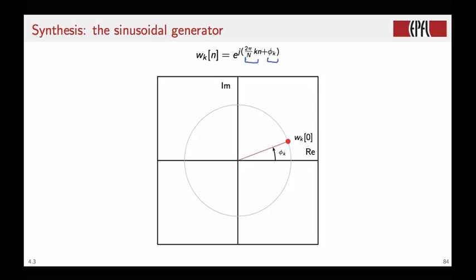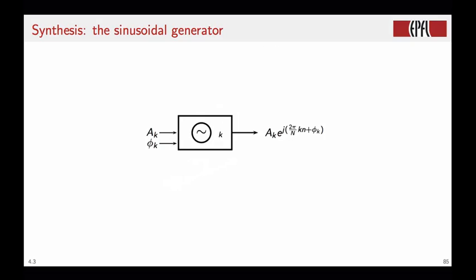The way this generator works is by successively generating points on the unit circle starting at the phase phi k and proceeding in increments of 2 pi over big N. We can draw this concisely with this notation where here inside you have the index of the Fourier frequency that the generator will produce, and the input parameters for the generators are, of course, the initial phase here and a gain factor A k that will lead to A k times e to the j 2 pi over big N k n plus phi k.